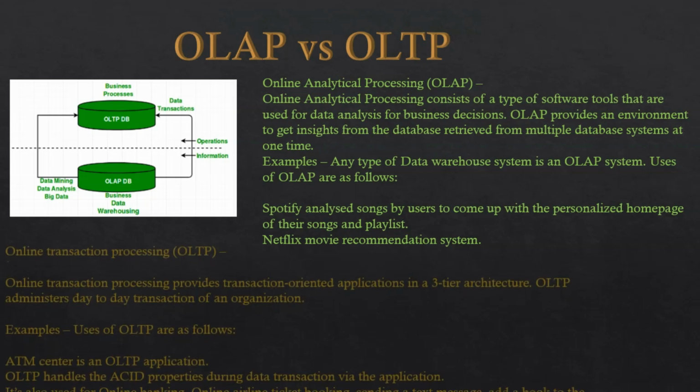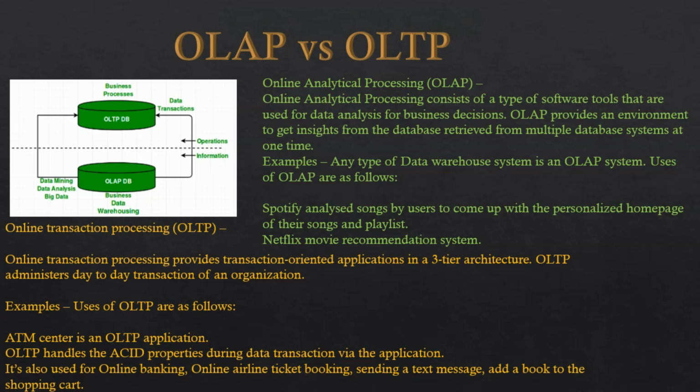Then what is OLTP? OLTP is online transaction processing, which provides transaction oriented applications in any architecture or in any application. OLTP administers the day-to-day transactions of an organization. I will come to this point and would like to explain it to you with an example, guys. Examples: ATM center, OLTP handles the ACID properties.